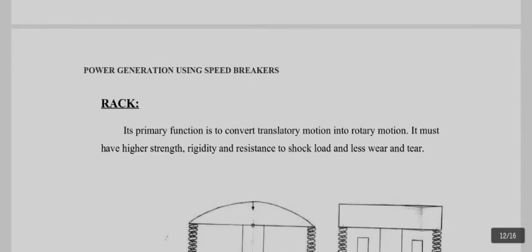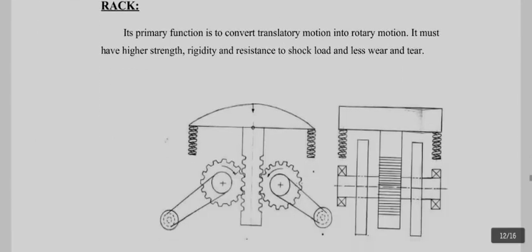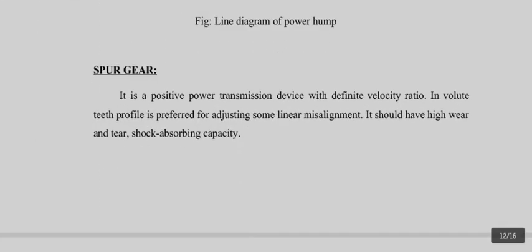Rack. Its primary function is to convert translatory motion into rotary motion. It must have higher strength, rigidity and resistance to shock, load and less wear and tear. Spur gear. It is a positive power transmission device with definite velocity ratio. Involute teeth profile is preferred for adjusting some linear misalignment. It should have high wear resistance and shock absorbing capacity.